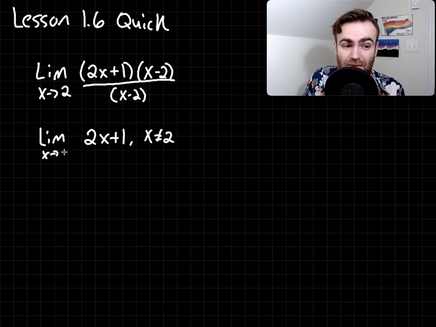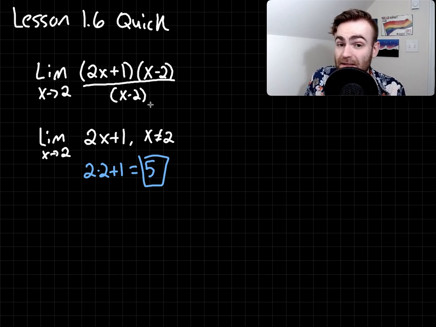As we've done previously in prior lessons, at this point we have the same exact limit that we did at the very beginning of the video. 2 times 2 plus 1. Well, this function also approaches 5, but we wouldn't get that through direct substitution. We would need to factor and then cancel out the common factors. So that is algebraic manipulation.